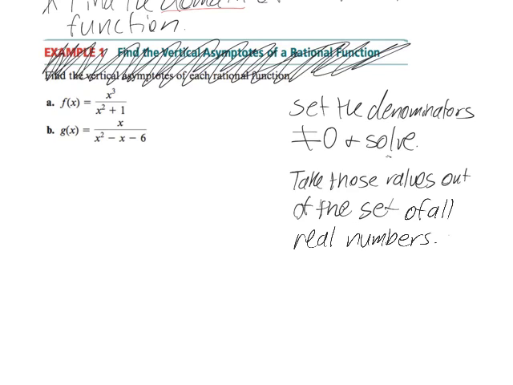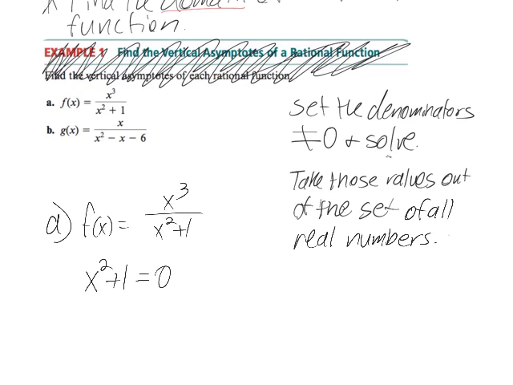Alright, so we start with part a, and our function is x cubed over x squared plus 1. So what we're going to do is take the x squared plus 1 and set it not equal to 0. You will run into some quadratics in this section, so be sure you're ready for that. You may have to factor to solve. You may have to use the square root property, which is what we're going to use here. Or you may even need to use the quadratic formula. But you're going to have to be able to solve quadratics to do some of the problems in this section.